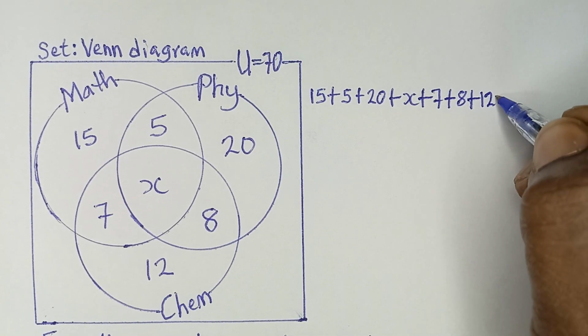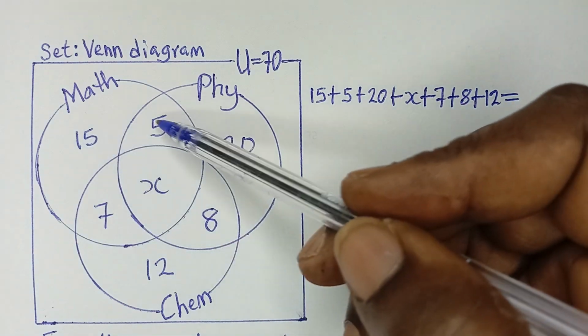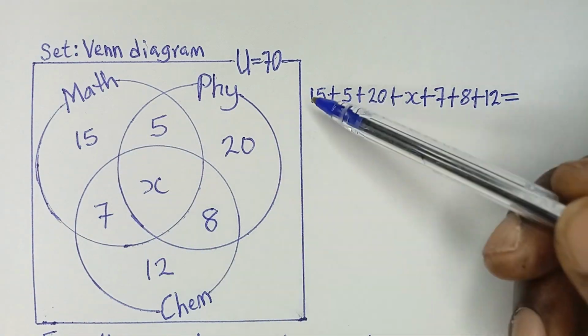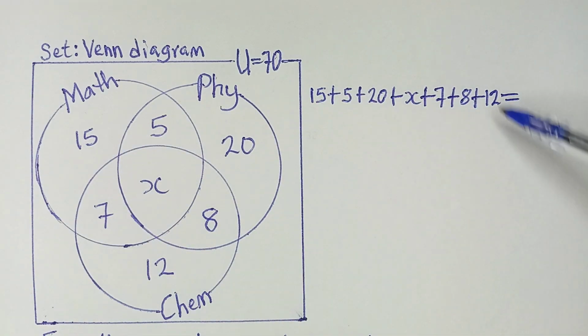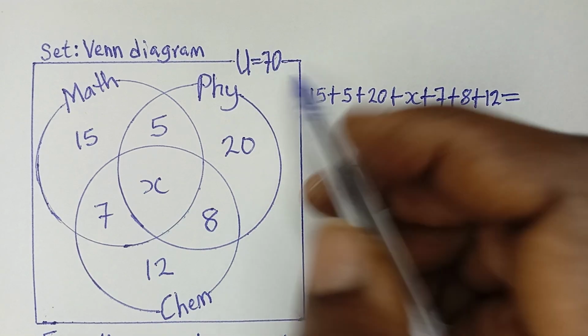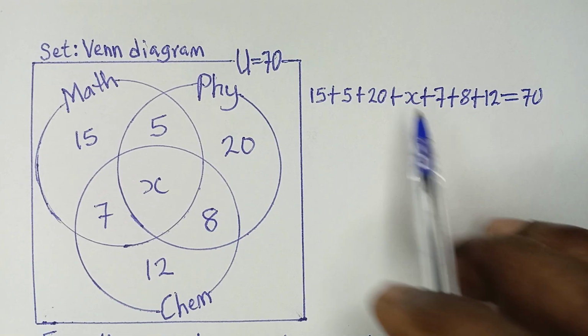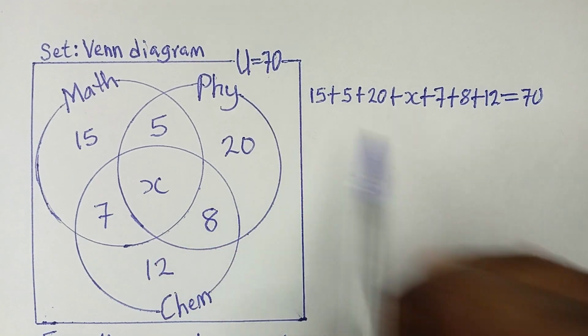everything should be equal to, let's check if we have written everything. 1, 2, 3, 4, 5, 6, 7. 1, 2, 3, 4, 5, 6, 7. Yes. So everything should be able to give us this value 70. So everything adds up to 70, which is the total number of students in the universal set.